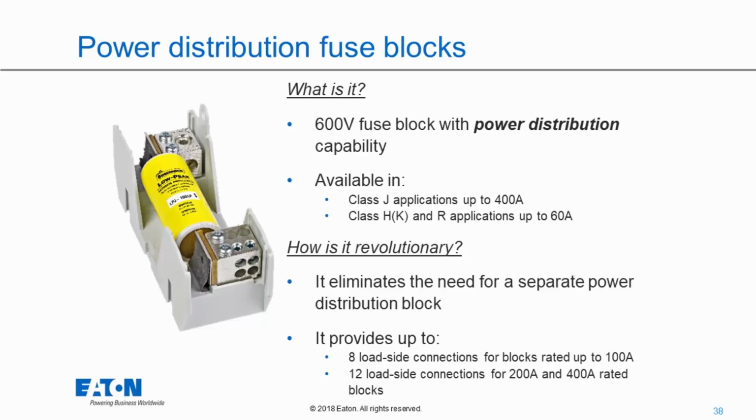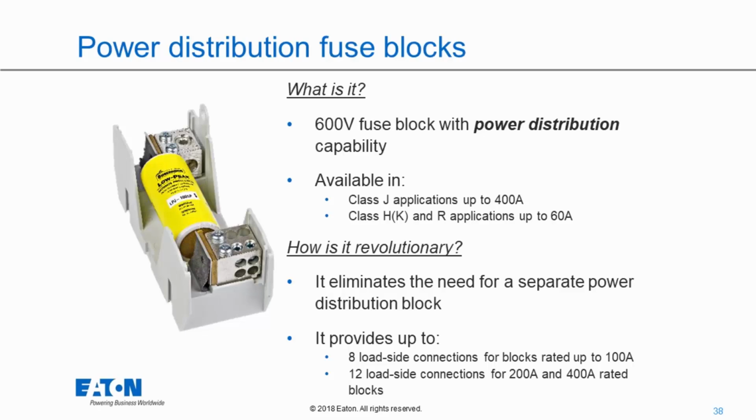So a product that you may not be aware of, and I want to make sure you are aware of it, is our power distribution fuse blocks. So what is it? It's a 600 volt fuse block with a power distribution capability built into it. We have class J applications up to 400 amps, and we have class H and R applications up to 60 amps. It's a nice device.